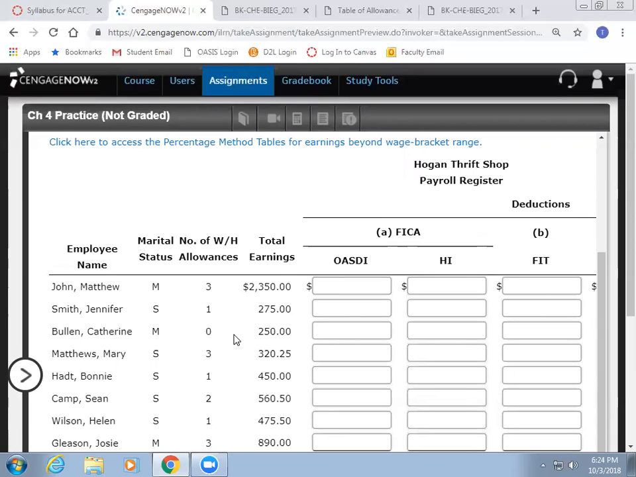So that was a last chapter review. He is the only one that is close to that limit. So when I calculate his Social Security, $1,000 times 6.2%, his OASDI withholding is $62. And then the Medicare, he's not close to paying extra Medicare, so it's just 1.45%. So you should get $34.08.